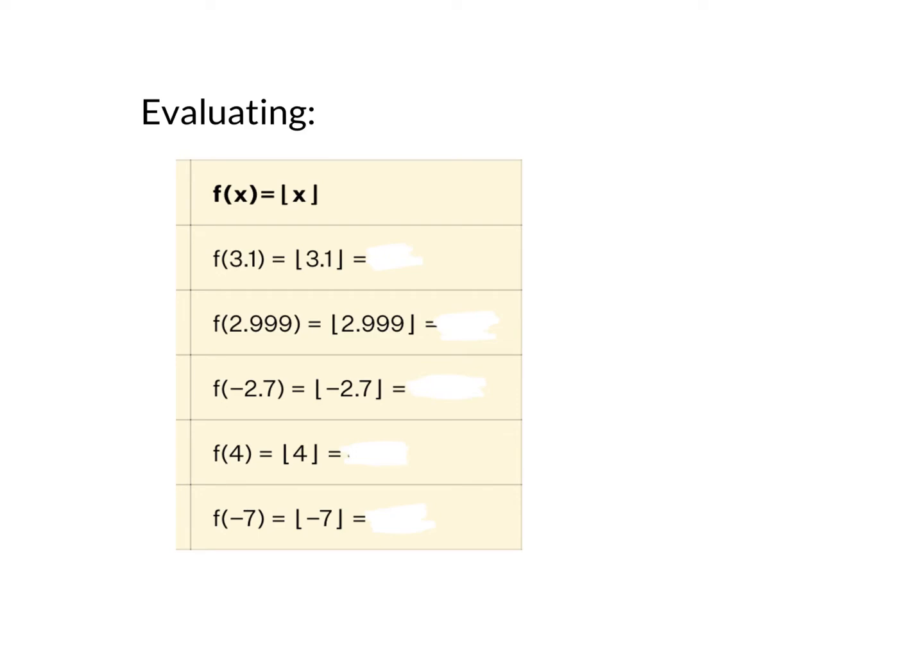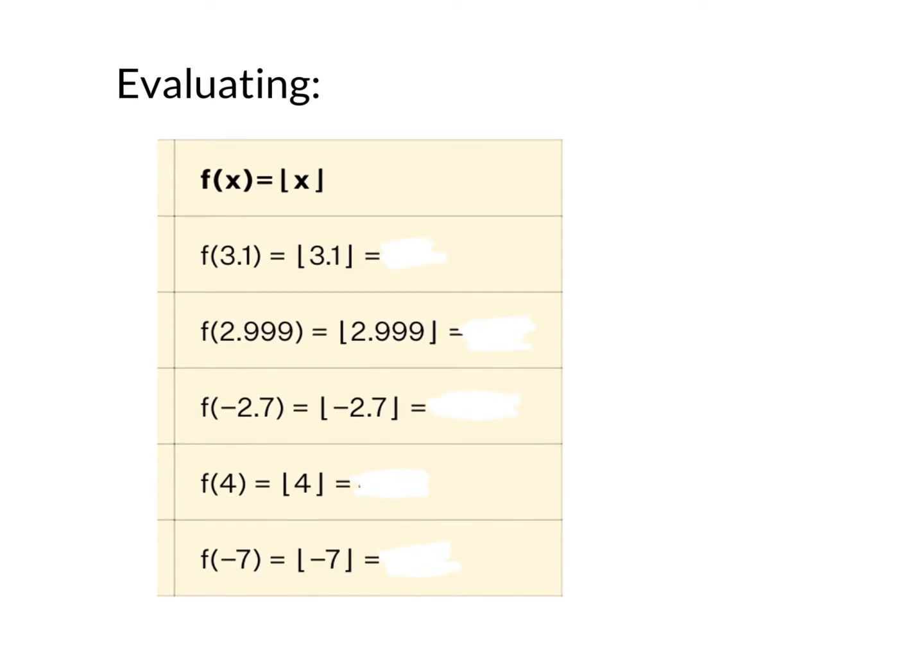Okay, so for instance, if I'm thinking about the number 3.1, when I evaluate the step value of that, or the greatest integer value of that, the greatest integer is 3. And that's because I'm just looking at this integer part. I don't care about the 0.1.